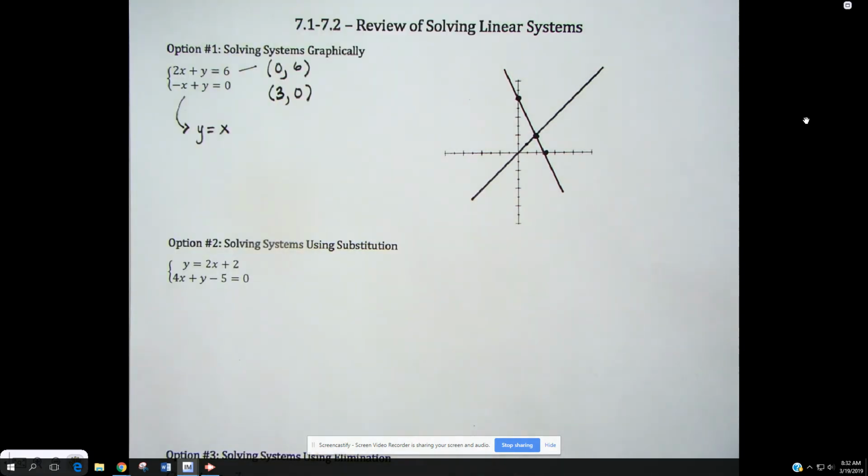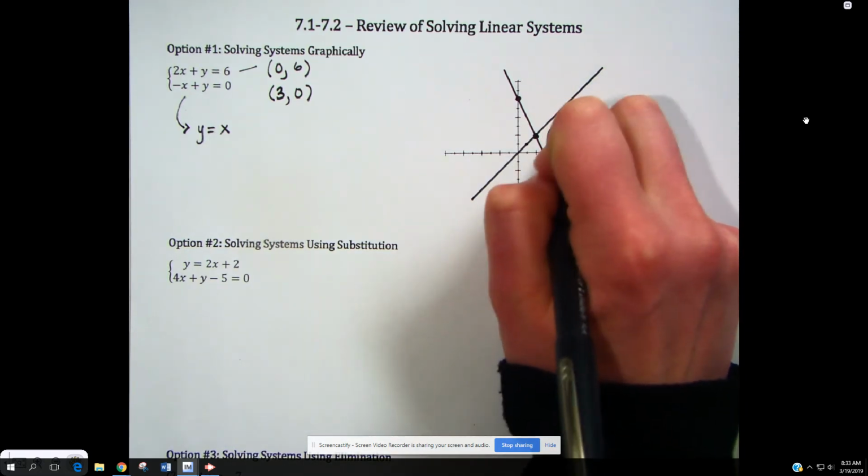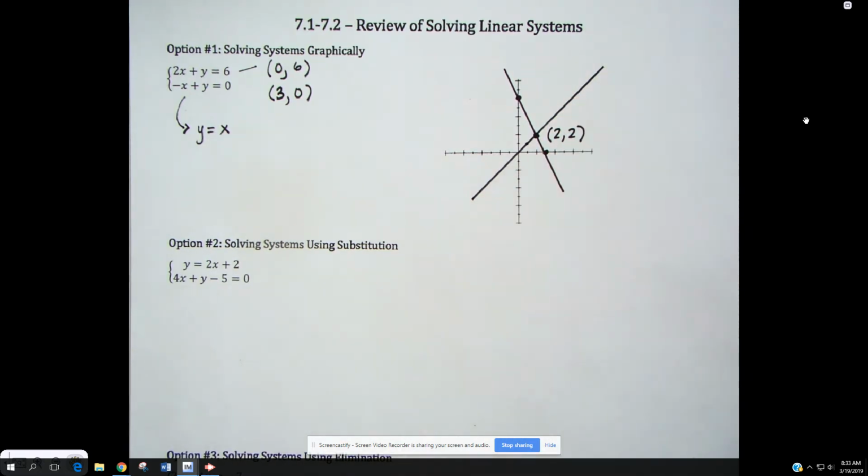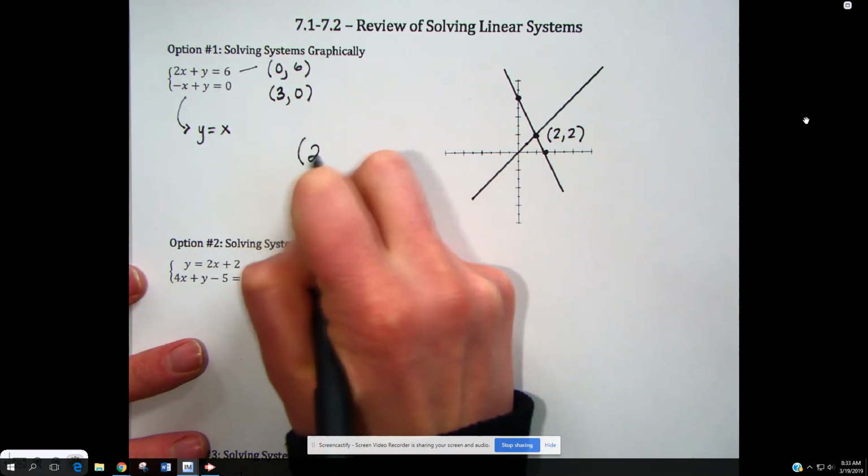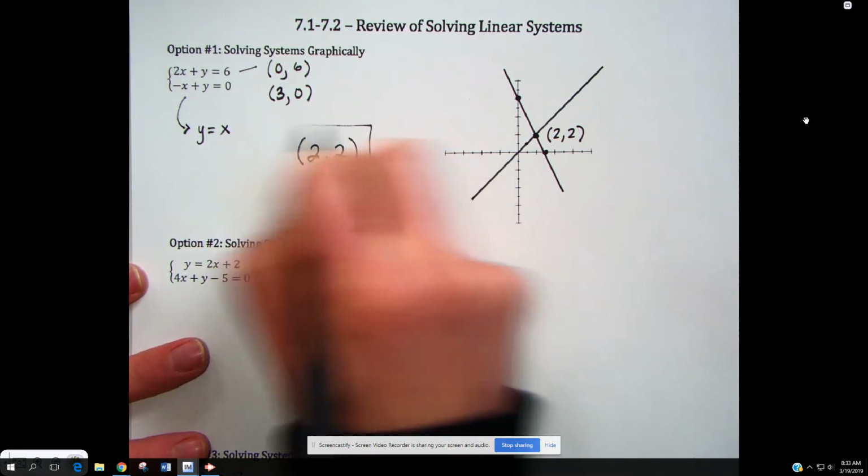So this graph brings me to probably the most important point. What does it mean to solve any system? To solve a system means to find the point of intersection between the graphs. So here we just determined that the point of intersection was 2, 2. And I want to make sure that I indicate my solution as a coordinate.